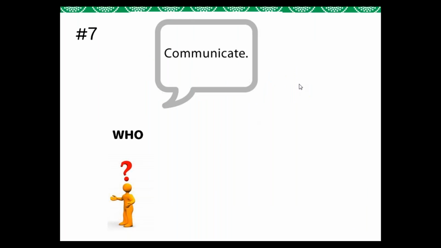And step number 7 is to communicate. Now, I'm going to be honest, when I put this on here, communication is such a big topic that I didn't know where to start at first. And I want to be brief, so I divided it up into certain questions that we want to ask ourselves. Communication is, of course, very important. We could do a whole workshop on communication alone.